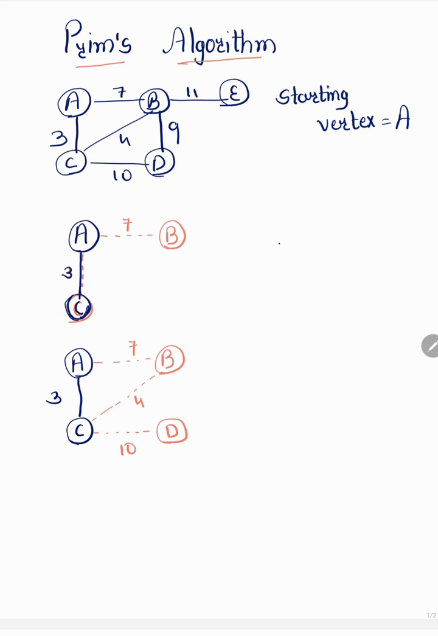Now I need to select from the 7, 4 and 10 which one is minimum. So as you can see, 4 is minimum, so I can select this 4 and add it to my minimum spanning tree, right? So now in the next step I need to go with the B, right?